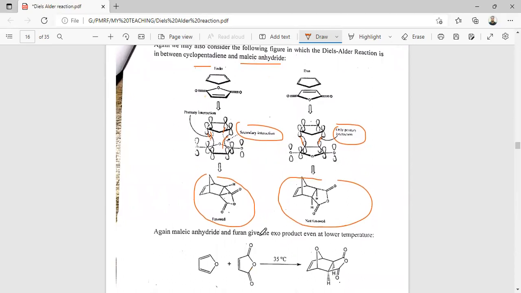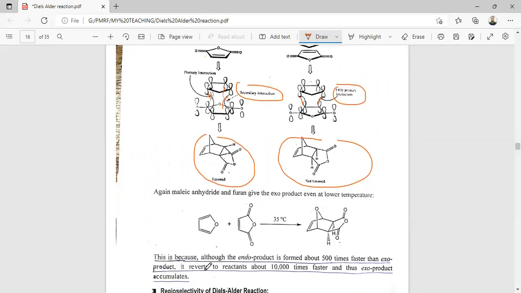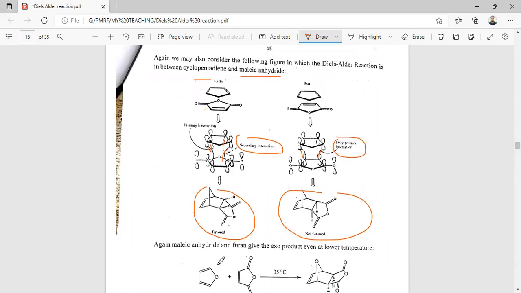Again, maleic anhydride and furan give the exo product even at lower temperature. This is because although the endo product is formed about 500 times faster than the exo product, it reverts to reactant about 100,000 times faster. Thus the exo product is more favored.